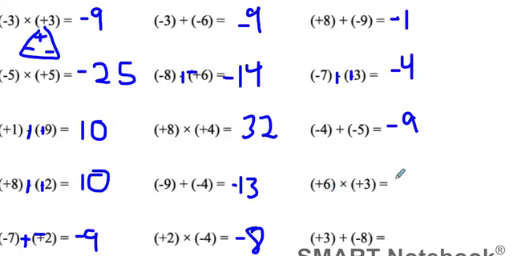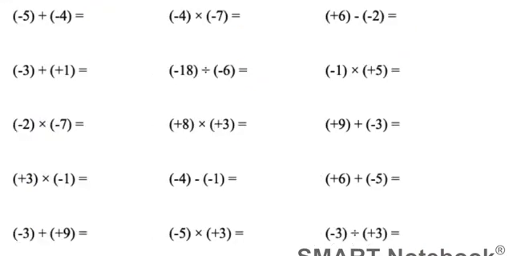Positive 6 times positive 3, same as it was in 3rd grade. Positive 3 plus negative 8. Different signs subtract, sign of the larger. Okay. Same signs add, keep the sign. This is adding, so we have negative 3 plus positive 1. Different signs subtract, sign of the larger.